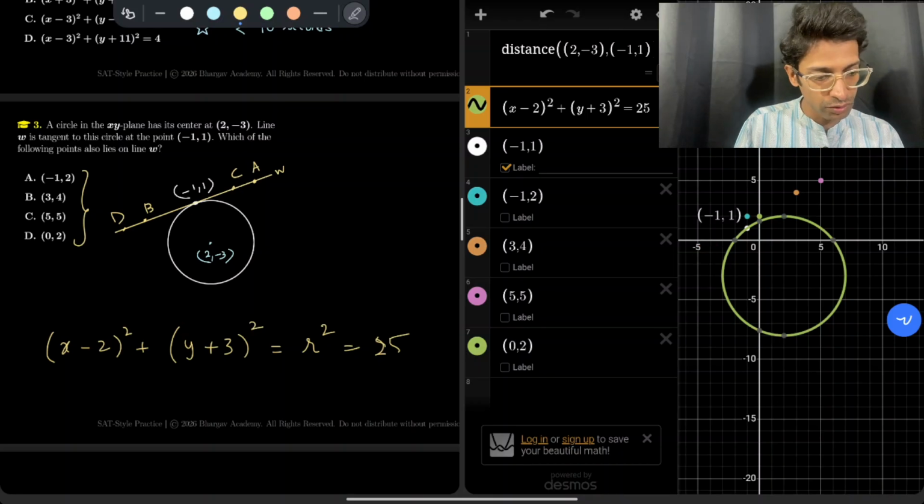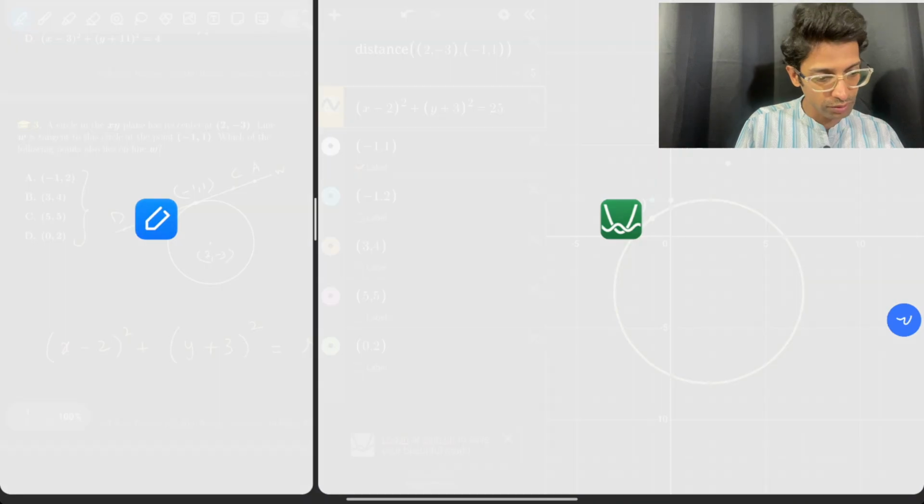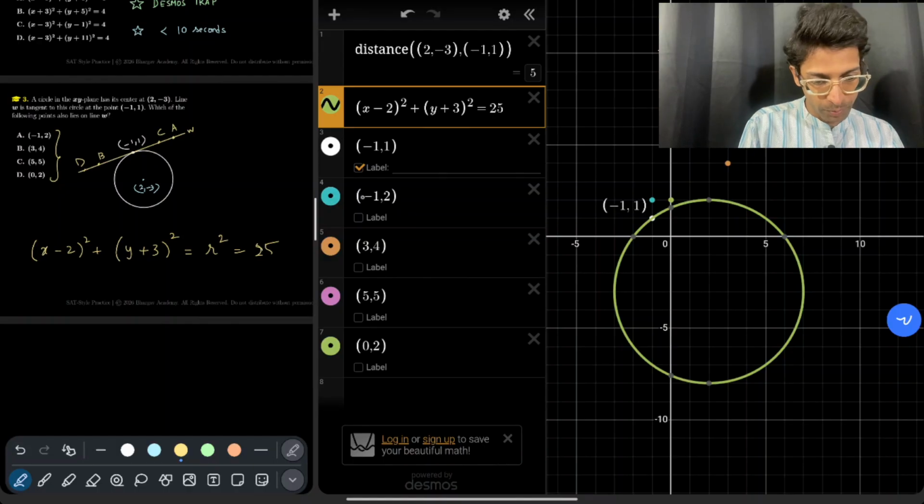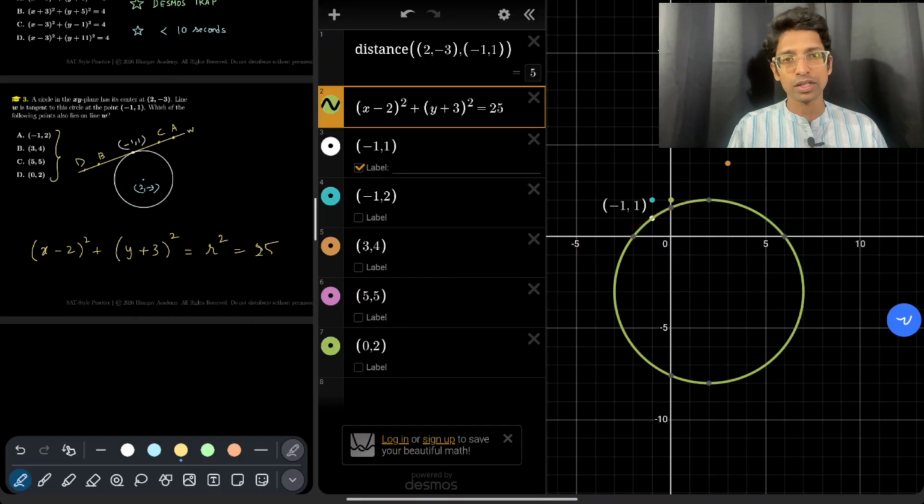So let me show it to you clearly a little bit more so that you are convinced as well. These are the four options: the blue, orange, pink or magenta, whatever you want to call this, green. So the blue is definitely not the answer. Rest of the points we are really not sure whether they are lying on the tangent or not. So this is a Desmos trap clearly.